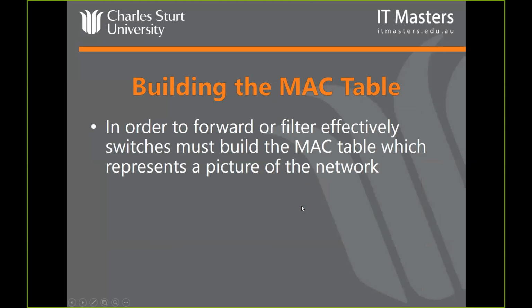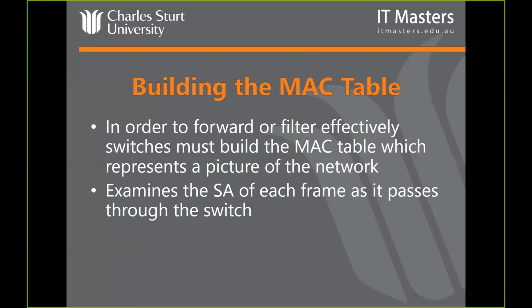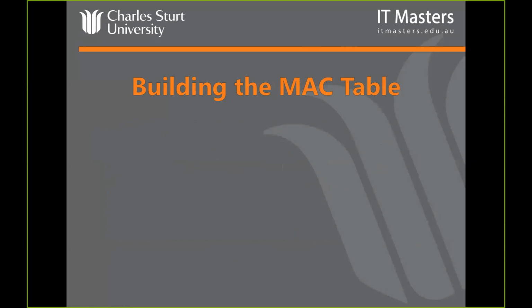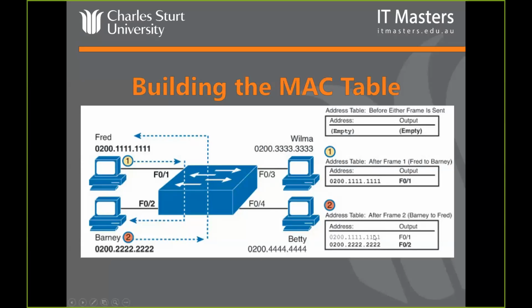So in order to filter or forward effectively, they've got to build that MAC address table, examining the source address of each frame as it passes through the switch, as I said, and then building that pairing between the source address and the incoming switch port. So it's not an outgoing switch port, it's an incoming switch port because you're looking at the source address. So again, in the example here, Fred sends a frame into the switch. We can see here that we've got an empty address table. The switch learns that Fred's MAC address, or the source address of this frame, comes from port 1. And so it makes that entry into the MAC address table. So that's the first entry.